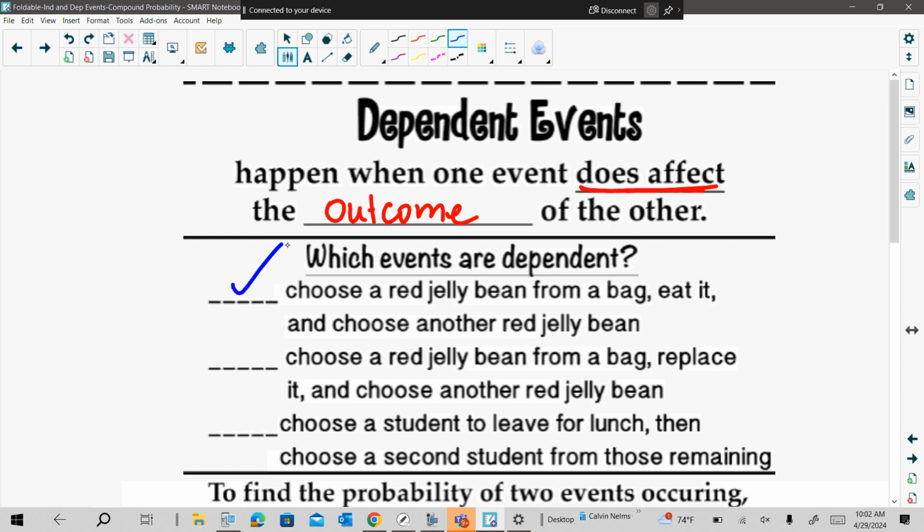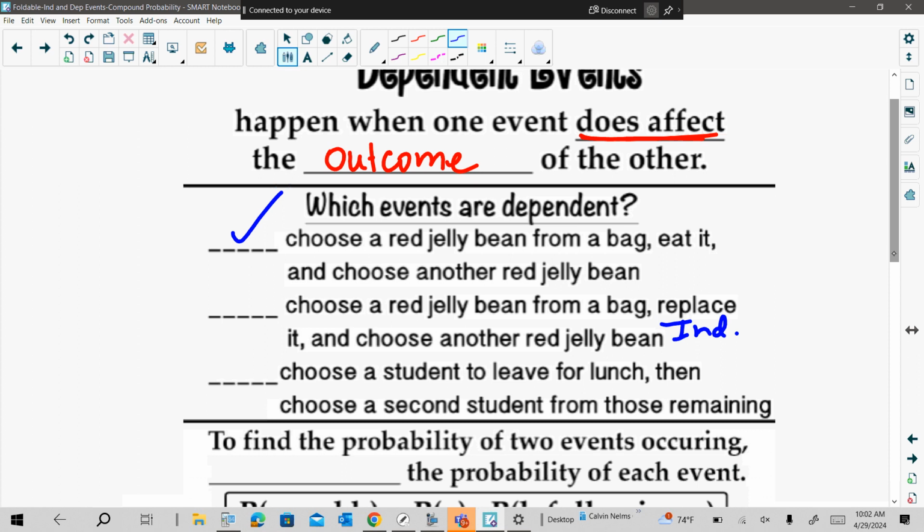What if I choose a red jelly bean from a bag, replace it, and choose another red? That's independent. Yeah, this is independent. And then you choose a student to leave for lunch, then choose a second student from those remaining. Yep, this is dependent.